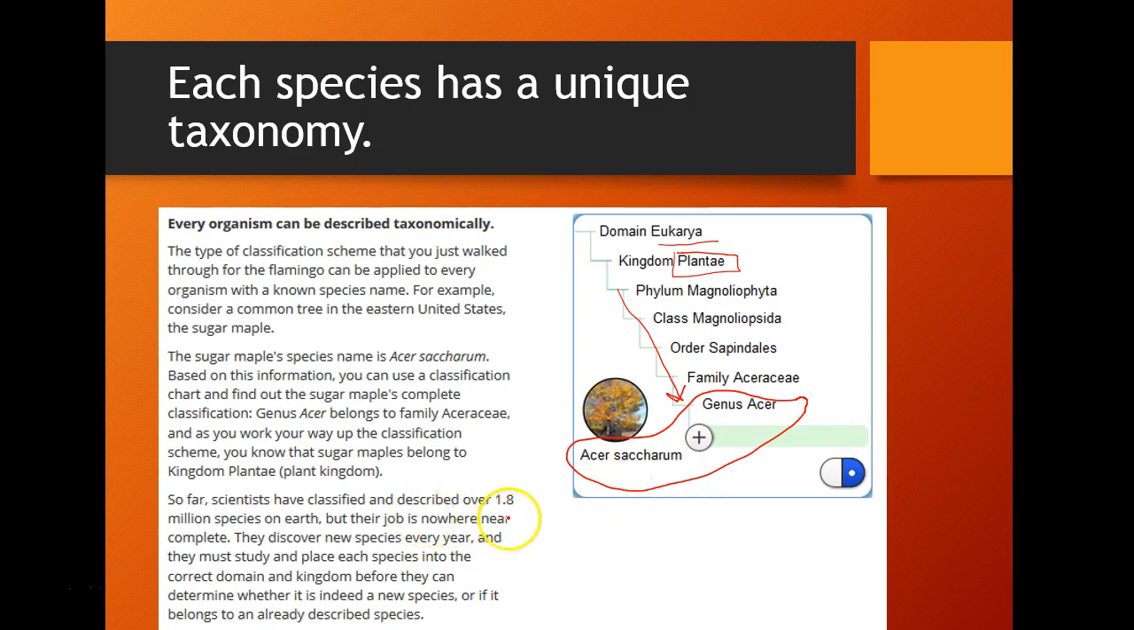So far, scientists have described almost 2 million species on Earth. But again, like we learned last lesson, there might be anywhere from 5 to 20 million total species on Earth. And so clearly the scientists are not done. It's important that they continue to discover new species so that we can continue to fill in the evolutionary history of all life.